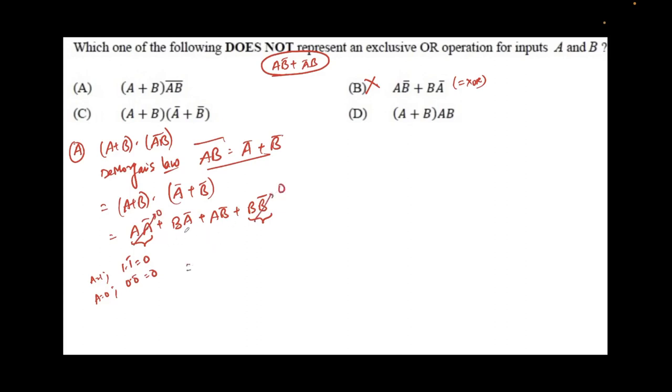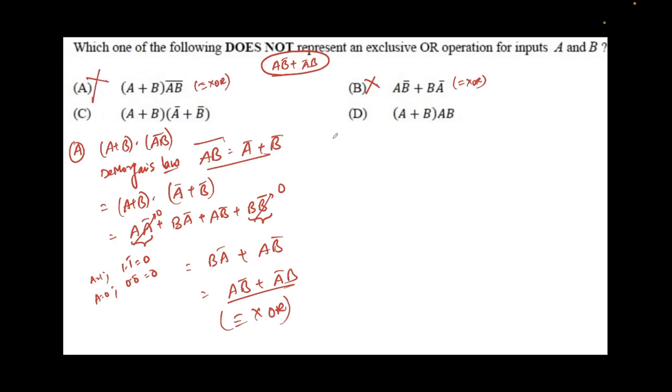So what I get is BA bar plus AB bar. I'll just bring the first term forward, so AB bar, and these are multiplied. A times B is nothing but B times A, so I'll write it as A bar B. Now note that this is nothing but the expression of XOR. So option A is also the expression for XOR. So this option cannot be correct again.